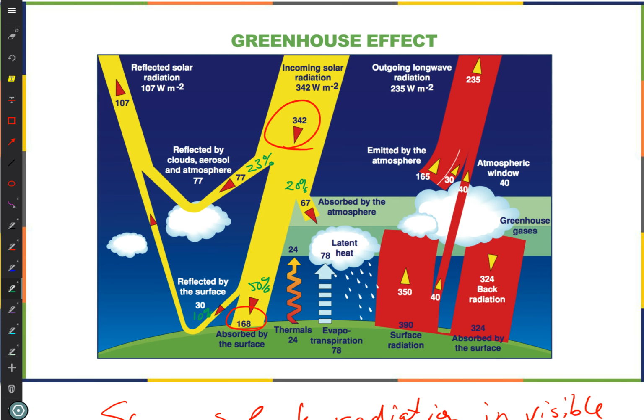Now with the radiation leaving the Earth, if you look at the red here, it's showing 390, same units of watts per meter squared, leaving the Earth.